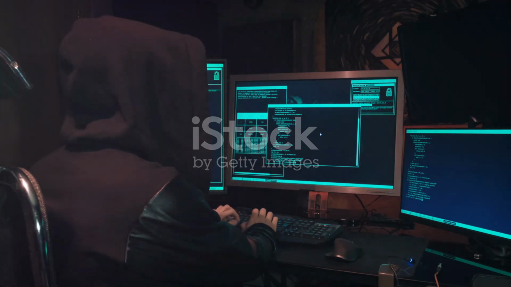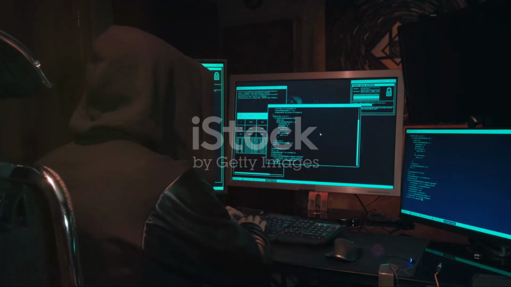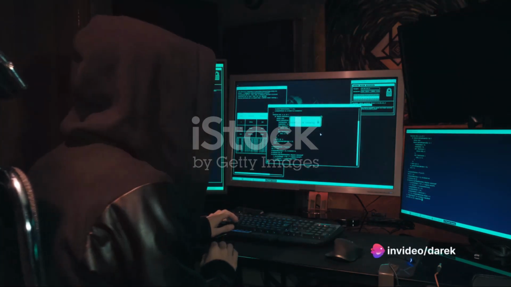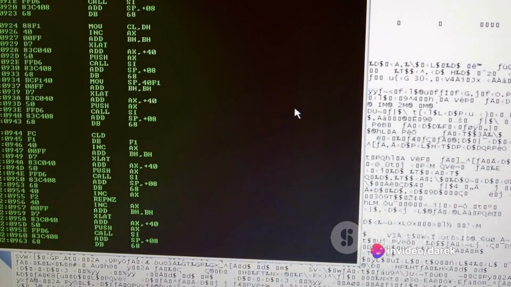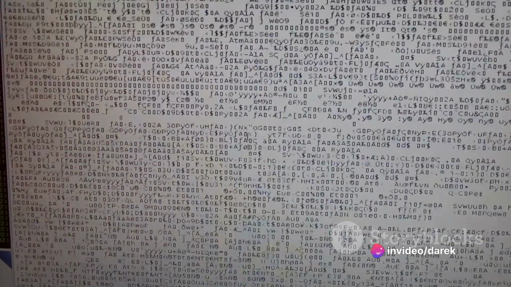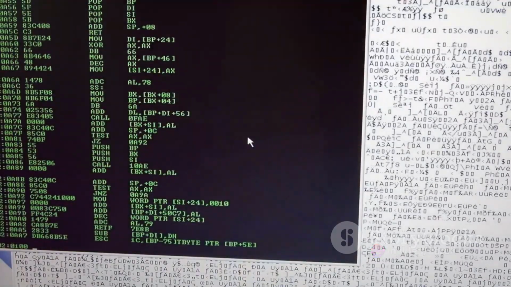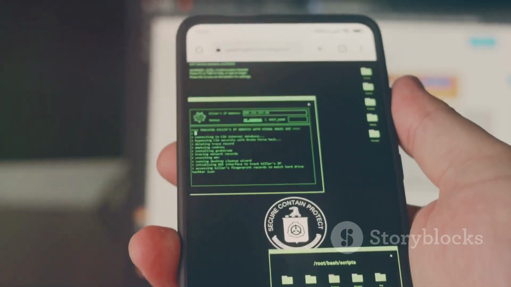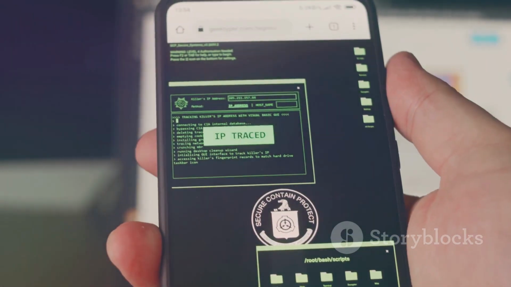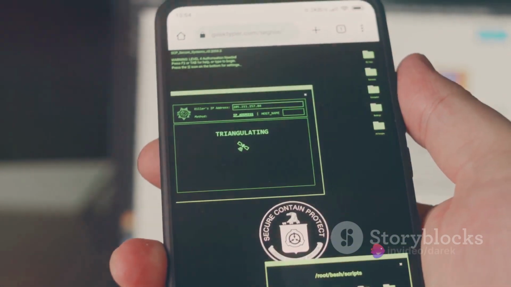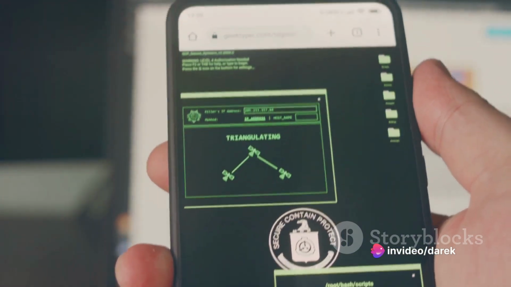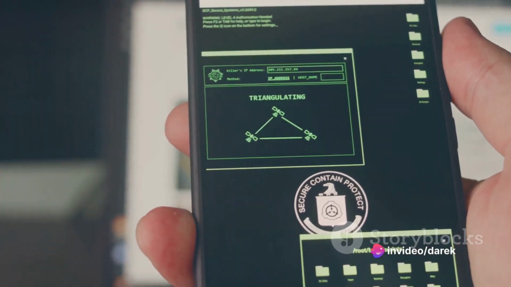Enter the realm of penetration testing, or pen testing for short. Pen testing is the art of ethical hacking, where cybersecurity professionals mimic the tactics of malicious hackers to identify and fix these weak spots before they can be exploited. It's like a security audit, but instead of ticking boxes, we're actively trying to break into our own systems, all in the name of improving security.